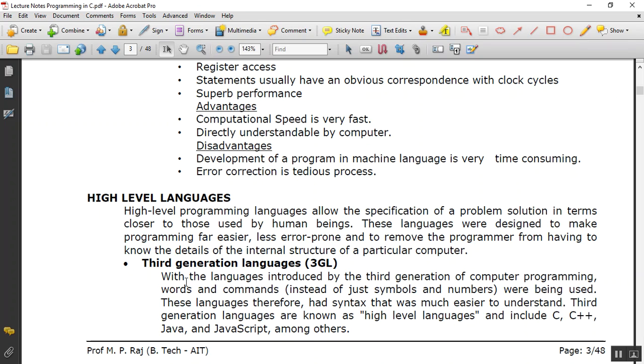And in this third generation, we have got words and commands instead of symbols and numbers. It has got a syntax that makes it easier to understand, means it has got certain grammar. Syntax is nothing but a grammar of language.